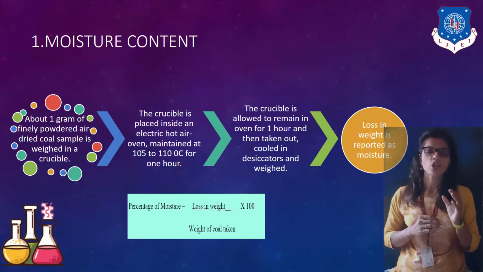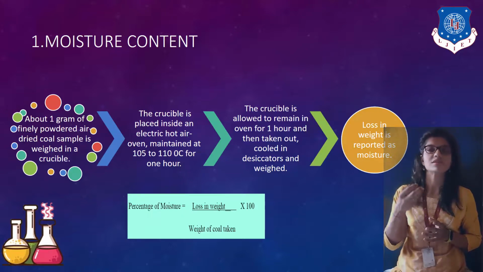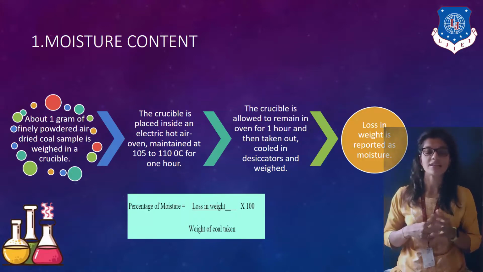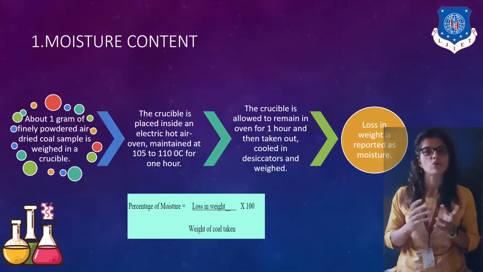Now the loss in weight is reported as moisture. Understood properly? We have to weigh it before, and afterwards, after putting it inside the hot air oven, we have to weigh it again. So the percentage of moisture can be calculated by the particular formula: loss in weight divided by weight of coal taken, into 100. How much we have taken and how much is left, the difference is the moisture. That moisture is evaporated in the hot air oven and we get the exact weight of our coal, and in that manner we get an idea of what percentage of moisture it contains.